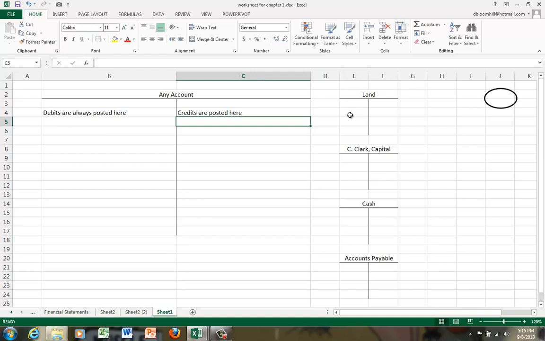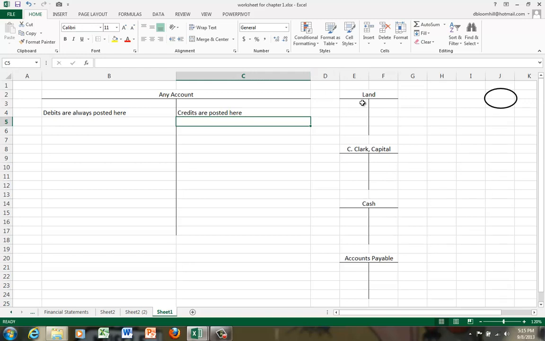How much cash do we have? How much land do we have? How much accounts payable do we owe? So we have to be able to figure out the ending balance in the accounts. It also helps to know the normal balance in the account, but it's not necessary.